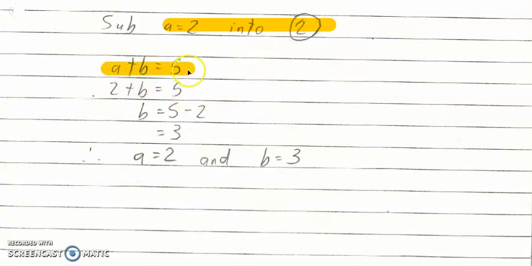Here's equation 2, a plus b equals 5. So I've replaced the letter a with the number 2. 2 plus b equals 5. I move the 2 to the other side by subtracting. B is now equal to 3. So, final statement of course, a equals 2, b equals 3.